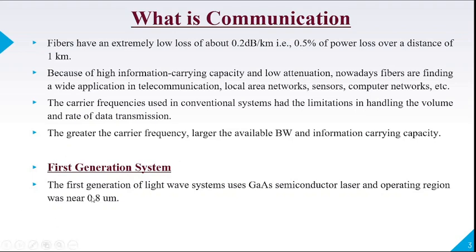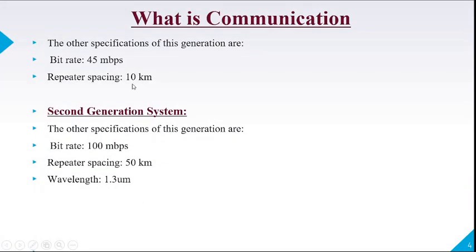First generation system. The first generation of light wave systems uses a gallium arsenide semiconductor laser and the operating region was near 0.8 micrometer. Other specifications of first generation are bit rate 45 Mbps and repeater spacing of 10 km. It means after every 10 km we require a repeater.